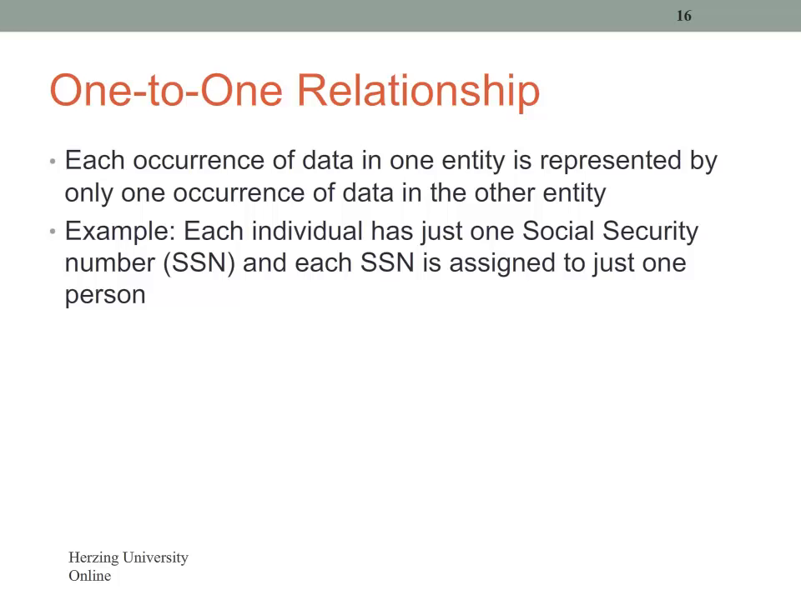In the social security number example, each individual has just one social security number, and each social security number is assigned to just one person, creating really a perfect one-to-one relationship between the entities.